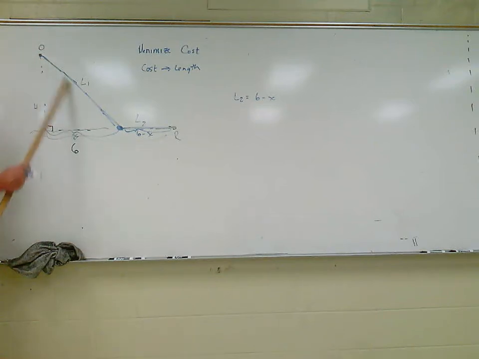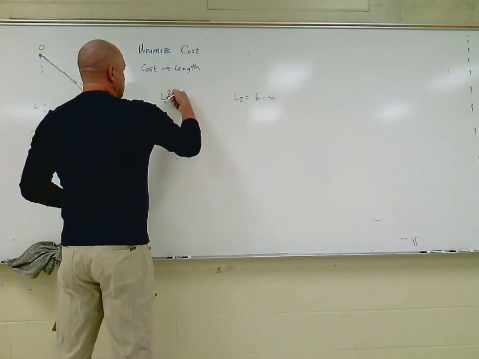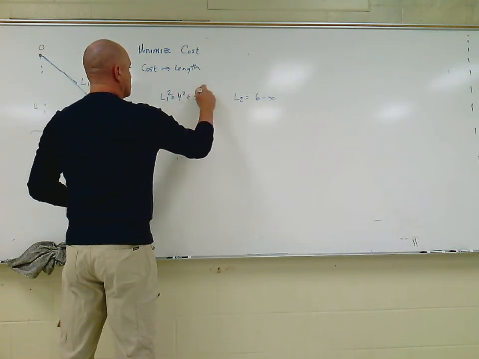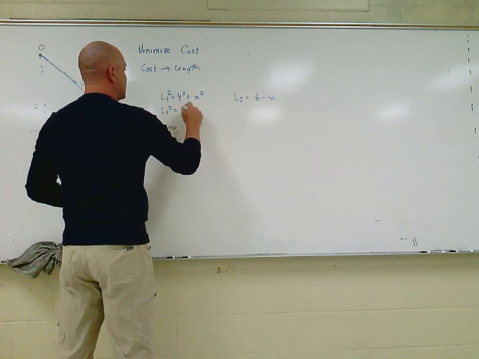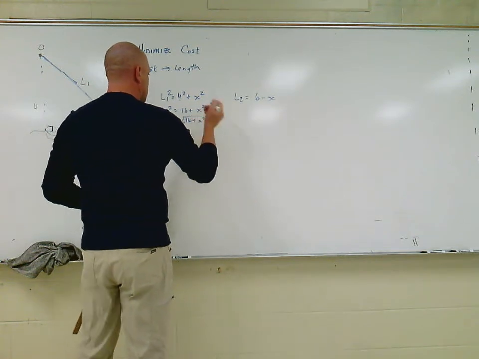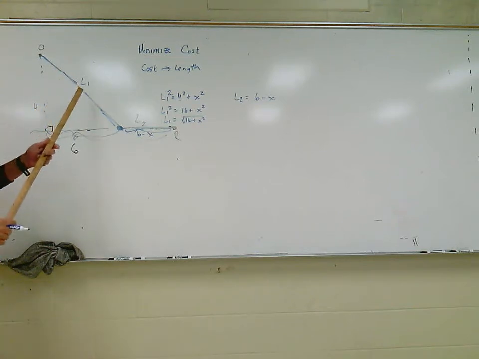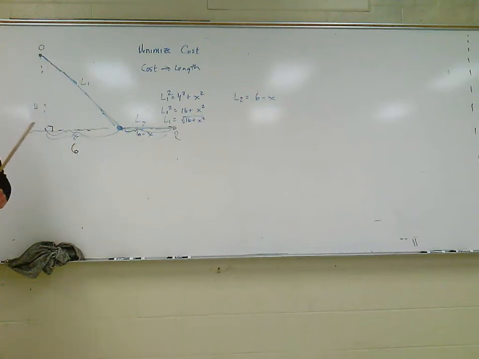All right, L1, if you look at this figure, we have a right triangle with sides 4 and X. So we can solve for L1 just using the Pythagorean theorem. So we can see that L1 squared equals 4 squared plus X squared. So L1 squared is 16 plus X squared. So L1 is the square root of 16 plus X squared. So there's L1. So the total length is L1 plus L2, but that's not my cost.